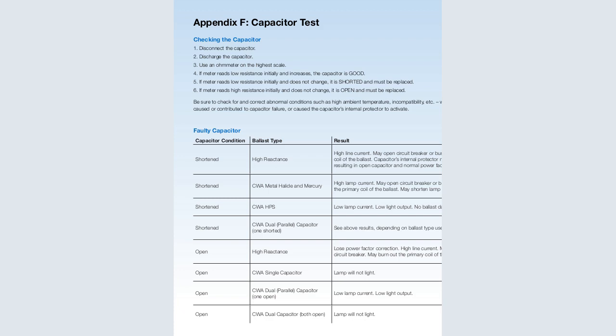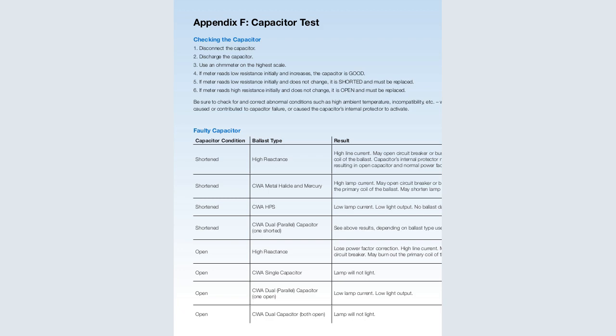So now, checking the capacitor: disconnect the capacitor, discharge the capacitor, and use an ohmmeter on the highest scale. If the meter reads low resistance initially and increases, the capacitor is good. If the meter reads low resistance and does not change, it is shorted and must be replaced. If the meter reads high resistance initially and does not change, it is open and must be replaced.